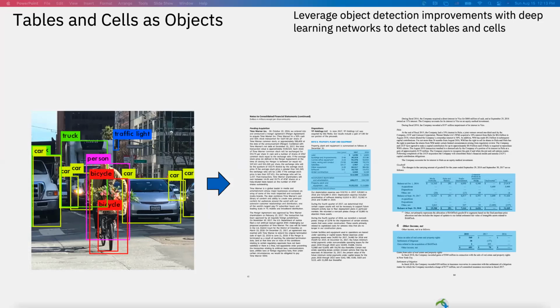So if you look at this problem, you may think, okay, this can be very much formulated into a computer vision problem, right? We identify table and cell as objects, and then we can use a deep learning network to detect tables and cells, problem solved. But if you look at it further, it's not so simple.